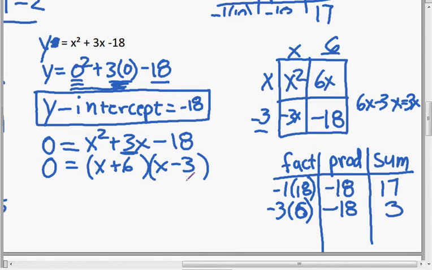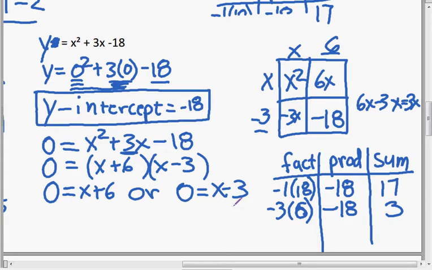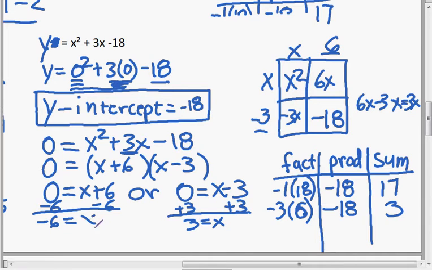I'm finding my x-intercepts, though. I need to find the x's that make y 0. So I know that either 0 equals x plus 6, or 0 equals x minus 3. I add 3 to both sides. That gives me 3 equals x. I subtract 6 from both sides. That gives me negative 6 equals x.